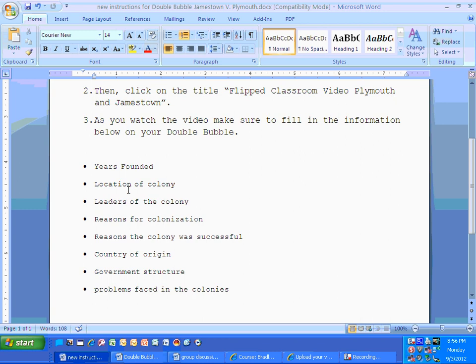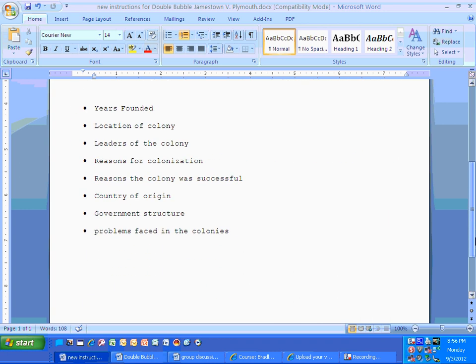You know, what colony, the leaders of the colony, reasons for colonization, reasons the colony was successful, country of origin of these people before they formed Plymouth and Jamestown. And I don't want to know the continent, I want to know the country. The government structure, they're going to talk specifically about that for both colonies. And then problems that the colonies faced.